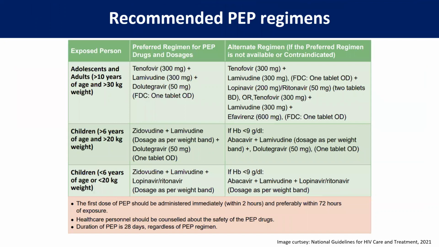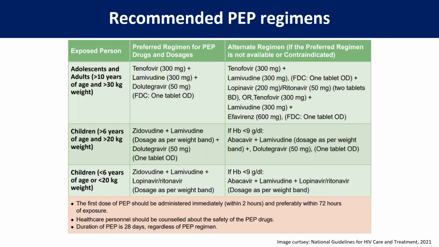So what are the recommended regimens? Usually for adults and children more than 10 years and more than 30 kg weight, you should give tenofovir, lamivudine and dolutegravir, 300 mg, 300 mg and 50 mg. As alternative regimens, instead of dolutegravir you can use lopinavir, ritonavir, or instead of lopinavir, ritonavir, efavirenz can be used if there are any contraindications or unavailability of the particular drug.